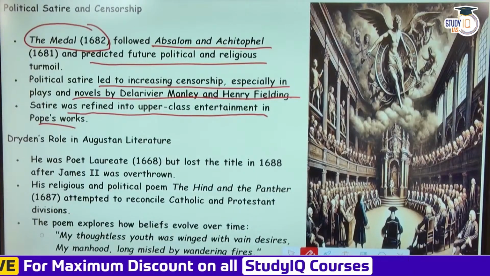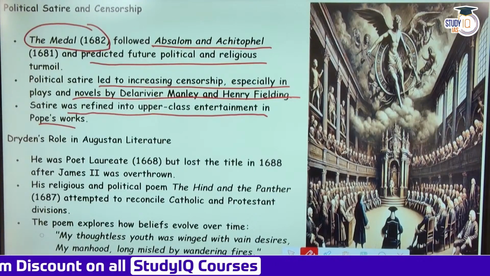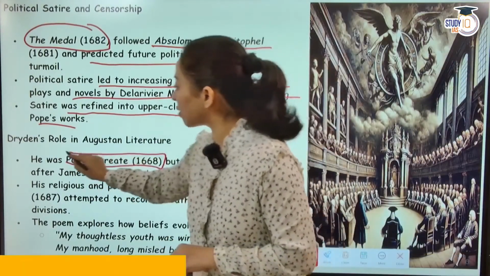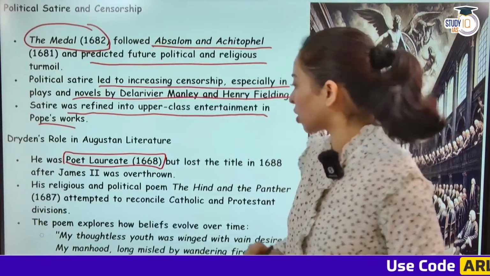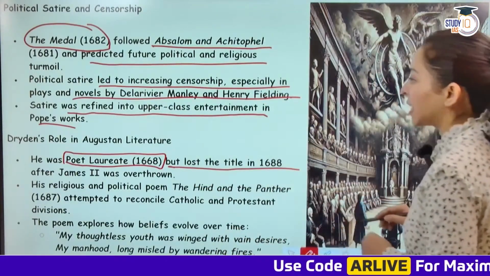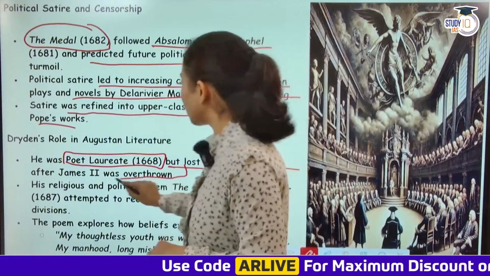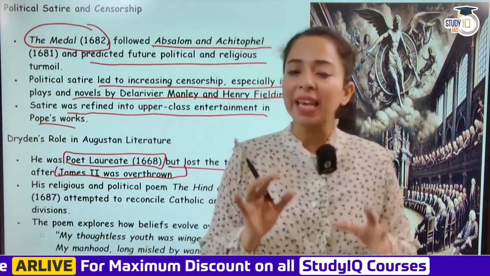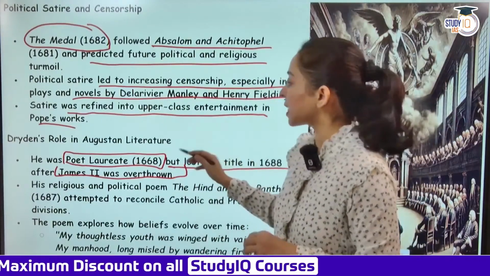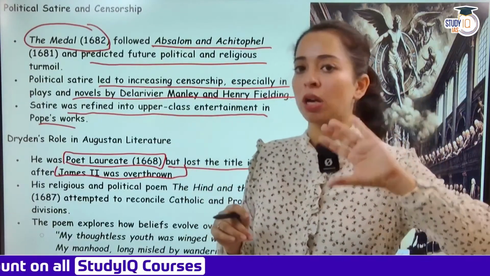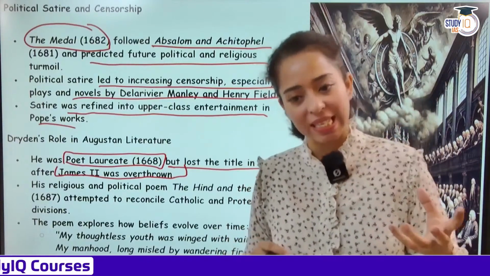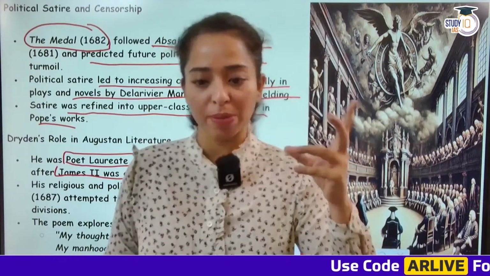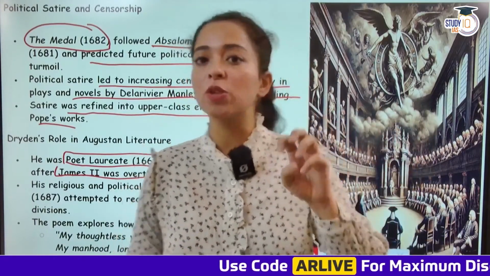If we talk about Dryden's role in Augustan literature, so Dryden was poet laureate in the year 1668. He became poet laureate, but lost the title in 1688 after James II was overthrown. So James II 1685 से लेकर 1688 तक king बने. John Dryden got the poet laureateship in 1668, but 1688 में जब James II का overthrow किया गया, then his poet laureateship was also taken away.